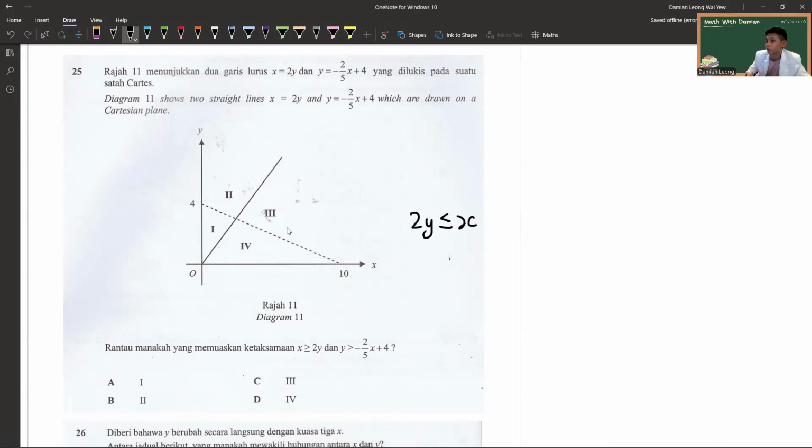This one, positive gradient going up, is this line. Also, you can see more than or equal, there's an equals, so definitely it is a solid line. So less means below. Or we can look at the x: x more means to the right. Either way it is either 3 or 4. Based on this inequality, y more than negative 2 over 5x plus 4, comparing the y, more is above. So it means it's region 3 here. It must follow both inequalities at the same time.